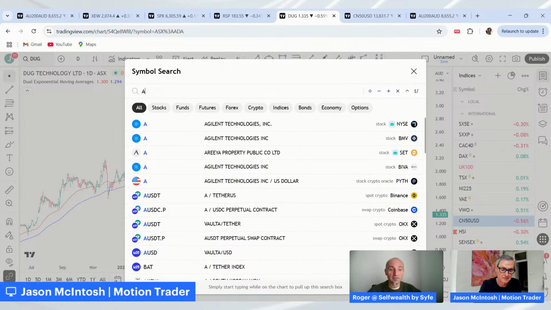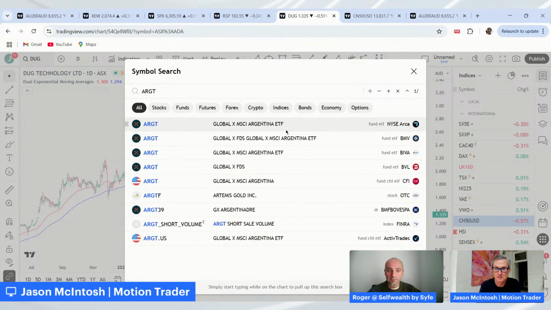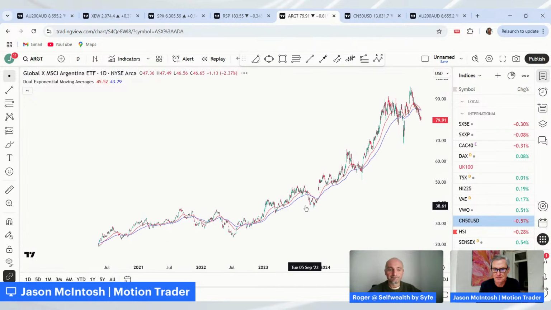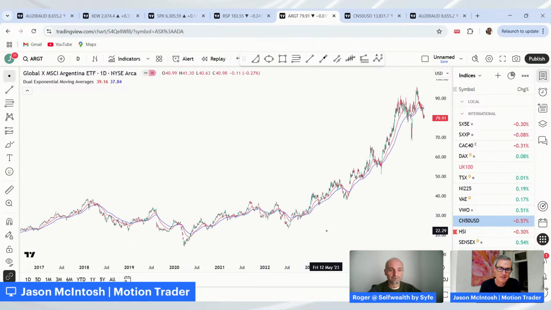ARGT, please. Must be an American stock. So an Argentina ETF would be interesting. What's also interesting with this is Argentina has had all sorts of economic issues over the last decade, but look at how its stock market has performed over the last, what, 1, 2, 3 years. This ETF's gone from 23 to 79.